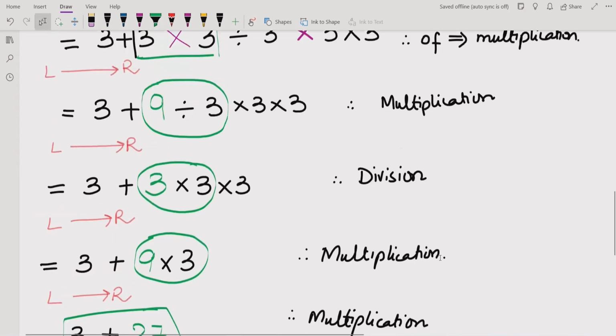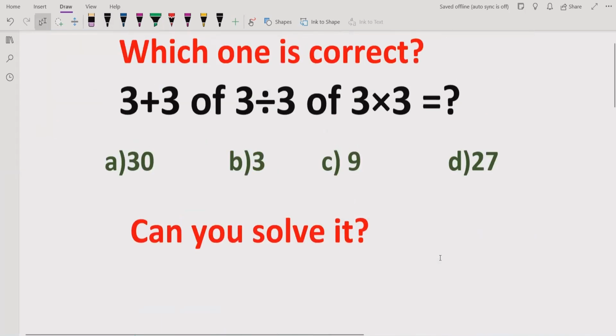If you see in the answer list, the first option, A, is the correct answer of this expression. So I hope you understand how you can multiply, divide or solve this expression using the BODMAS and PEMDAS rule. So that's it for today.